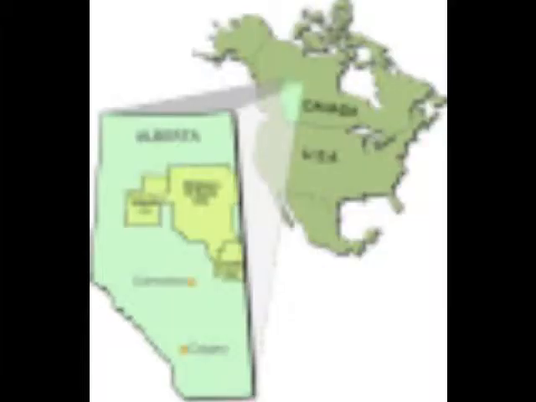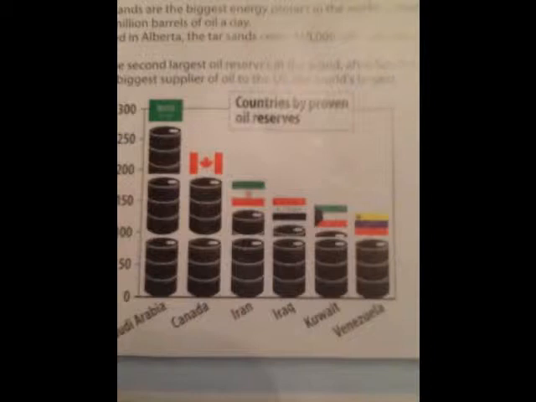First, I'd like to start off with the basics: the who, what, where, and why. The first question you'll probably see on the test would probably be, where are the tar sands located? Canada. Where in Canada? Alberta, Athabasca, Cold Lake, and the Peace River. Other countries: Saudi Arabia, Iran, Kuwait, Venezuela, and Iraq.